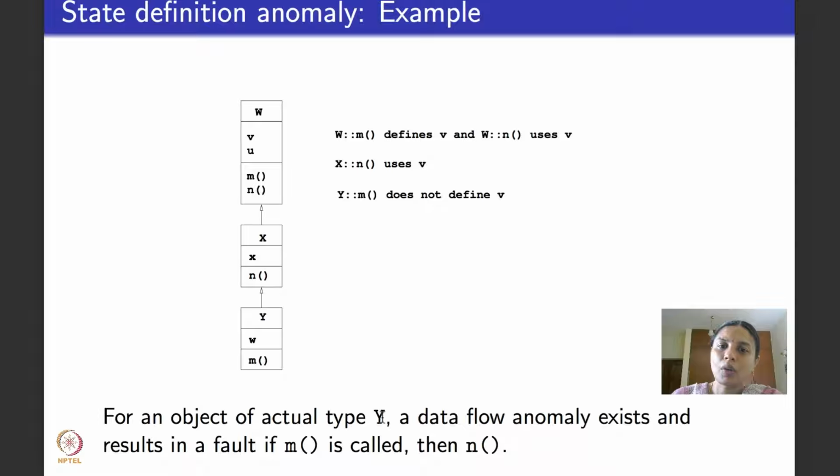So now for an object of actual type Y, there will be a data flow anomaly if M is called and then N. Why? Because if M is called and then N, Ym does not define V. And Wm is the one that actually defines V. Ym does not define V, and Xn tries to use V. But there will be no V available for Xn to use. So this results in a variable not being defined, which means a part of the state not being defined, and hence it's called a state definition anomaly.